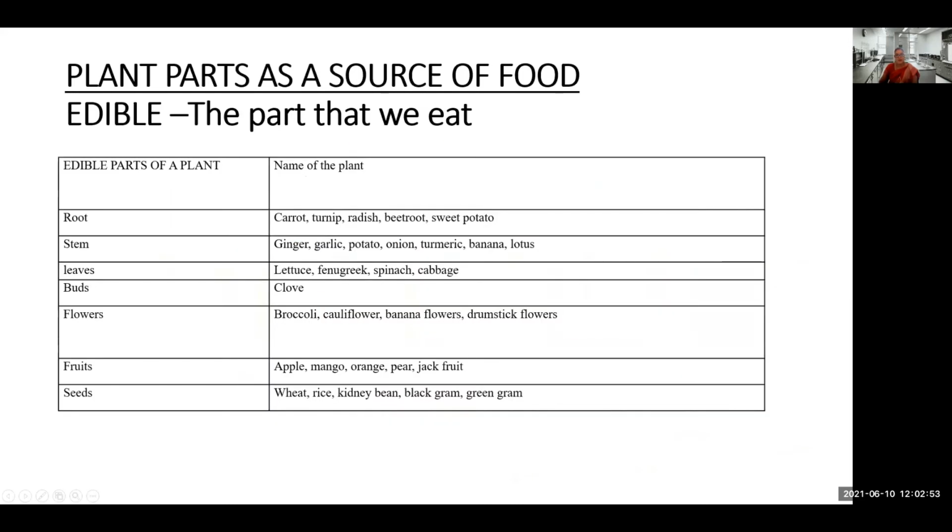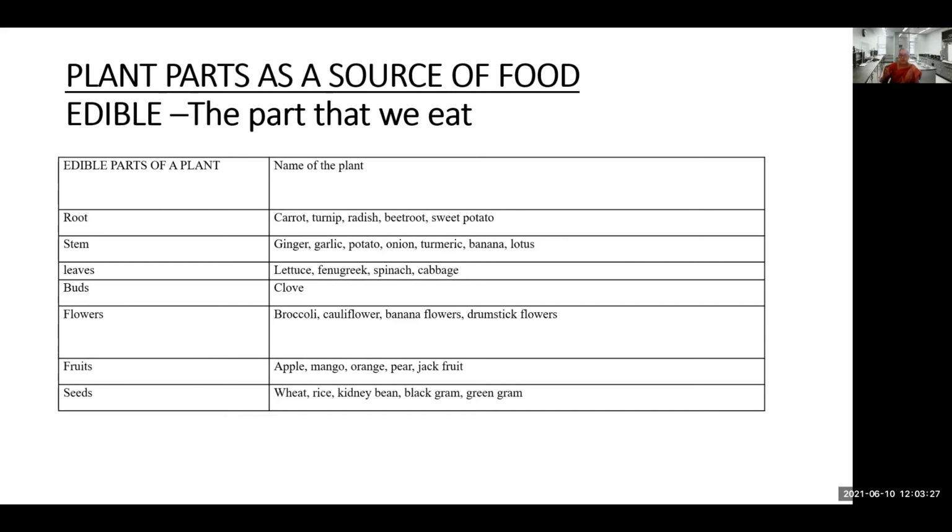Next one, some of the plant parts which can be used as sources of food. We know already about the parts of a plant. Am I right? Root, stem, leaf, and then flower and fruit. Each part of the plant is edible in some plants, though not in all. There are some specific plants where the root can be eaten as food.